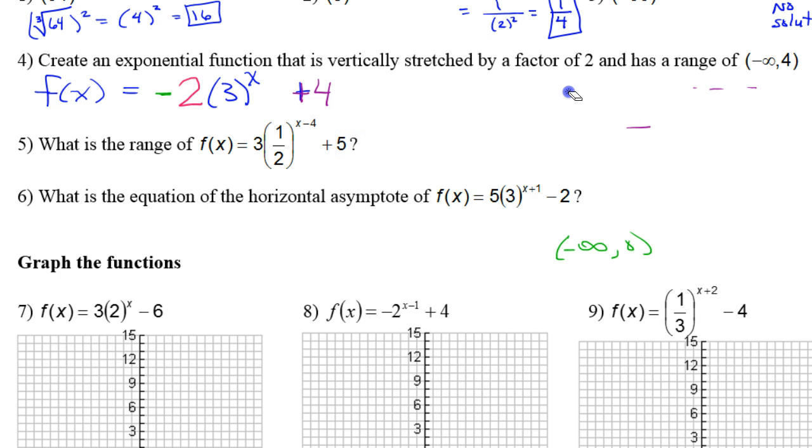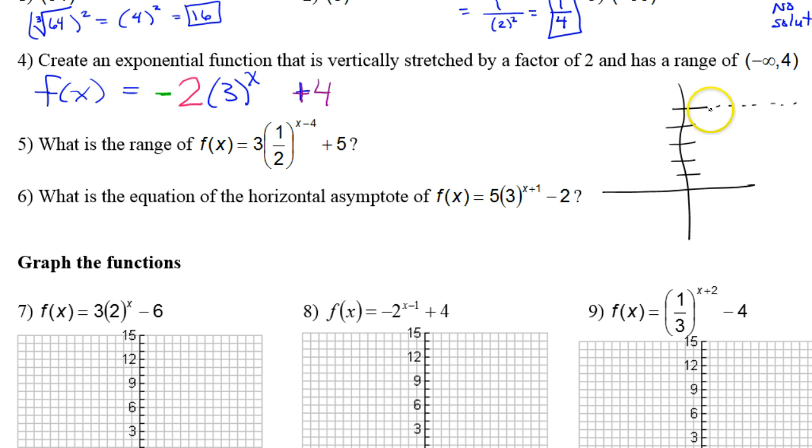Maybe I should do a little sketch of that. So the range. You see the plus 5. As I do my little sketch, 1, 2, 3, 4, 5. I know the asymptote is going to be here at 5 because of the 5. Now, this is a decreasing graph. There are no reflections. There's no negative here, there's no negative here.